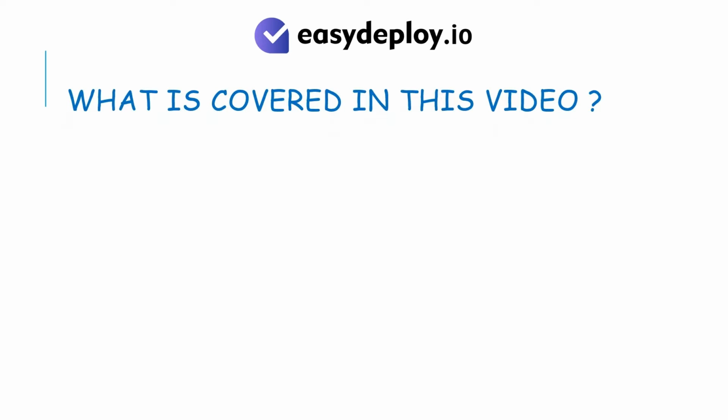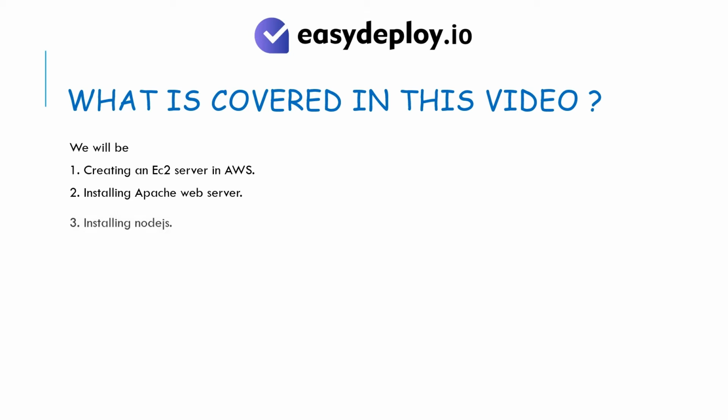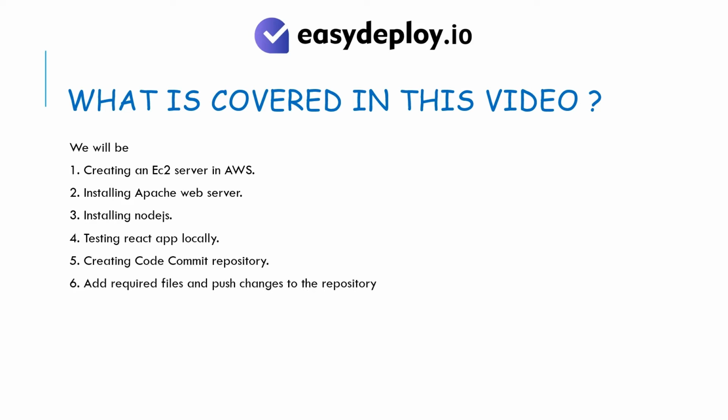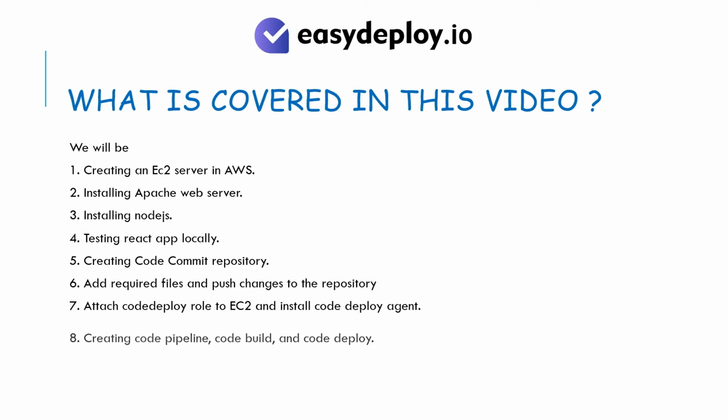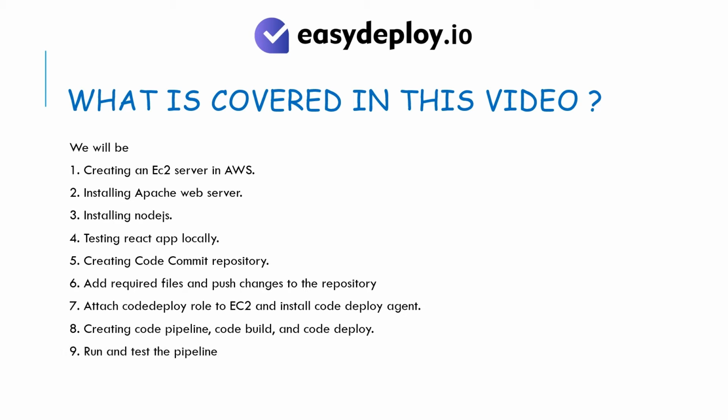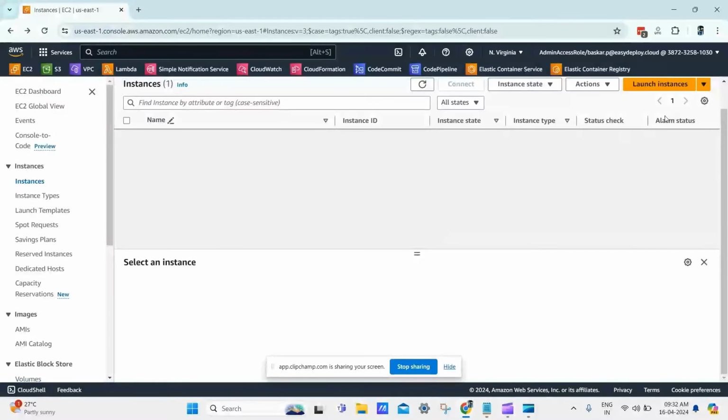What is covered in this video? We will be creating an EC2 server in AWS, installing Apache web server, installing Node.js, testing the React app locally, creating a CodeCommit repository, adding required files and pushing changes to the repository, attaching a CodeDeploy role to EC2 and installing the CodeDeploy agent, creating CodePipeline, CodeBuild, and CodeDeploy, running and testing the pipeline, and verifying the process.